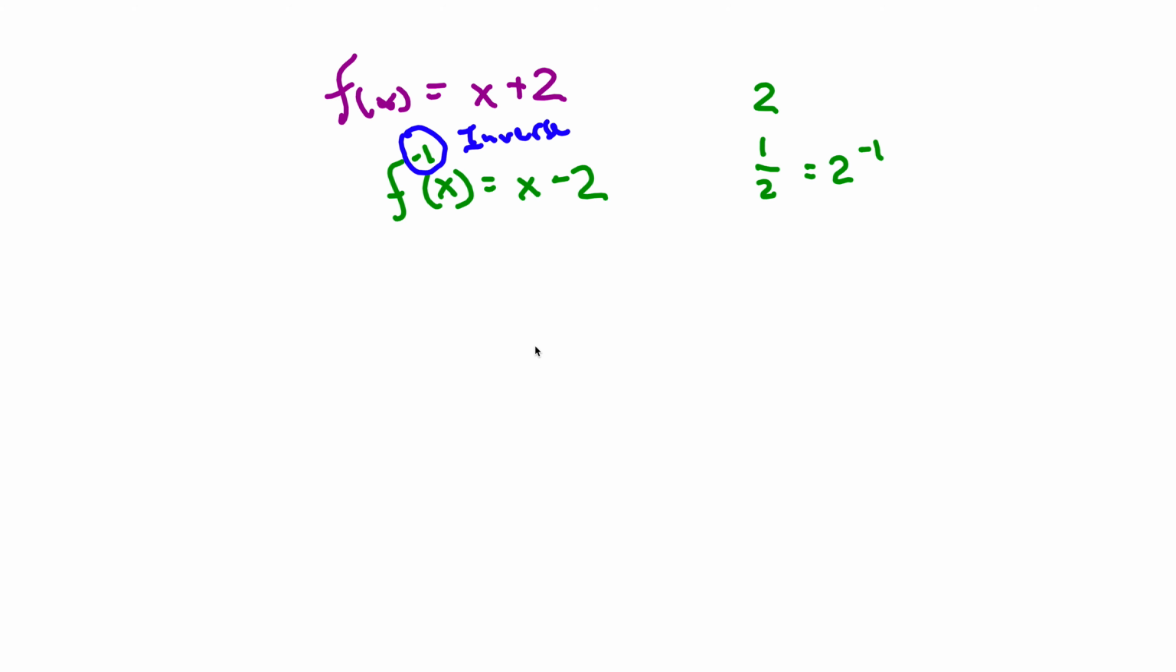Now, the idea is that the inverse undoes what the original function does. So let's take a look. If we compose these, that is, if we do one and then the other, so let's say that we do f of x, and then we do the inverse to it. What should happen? Well, the original function is x plus 2, right? And we're plugging that in here, and then we do minus 2. So what happens? x plus 2 minus 2 is x.